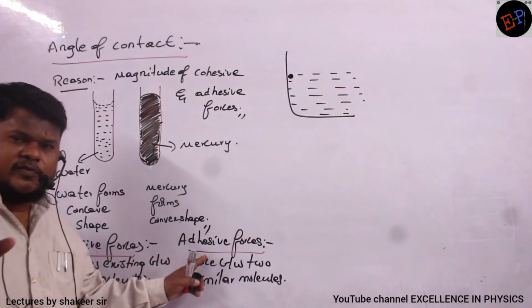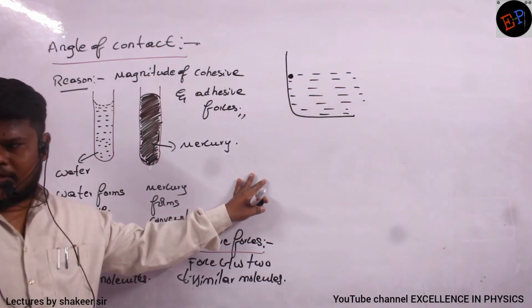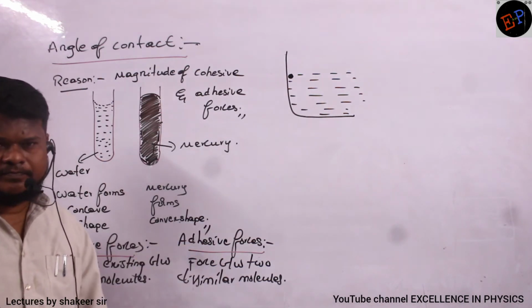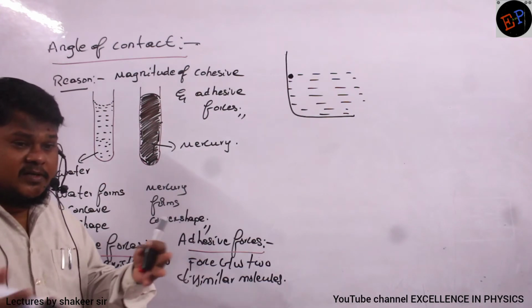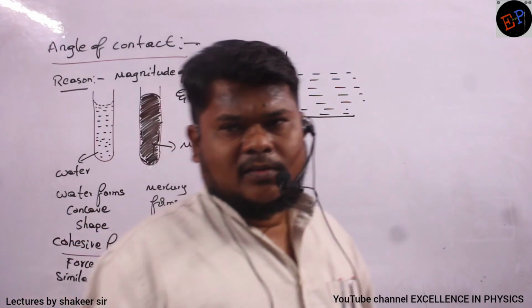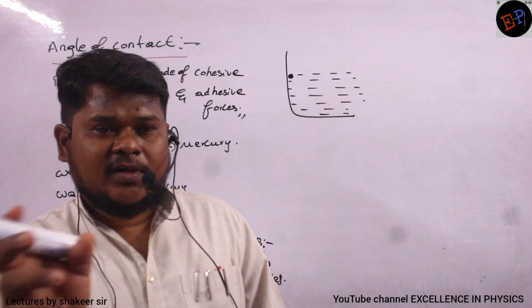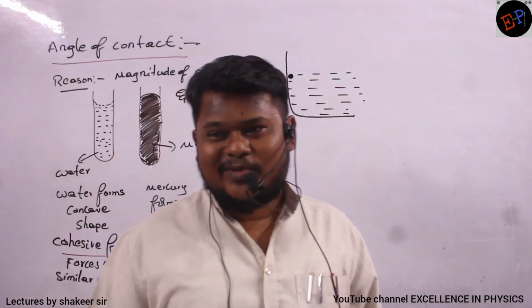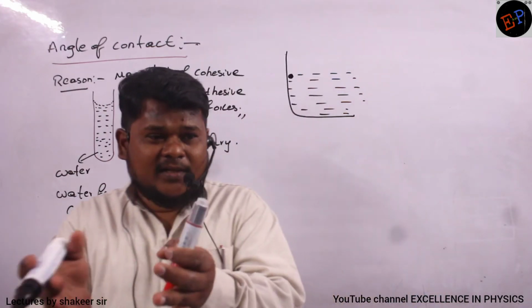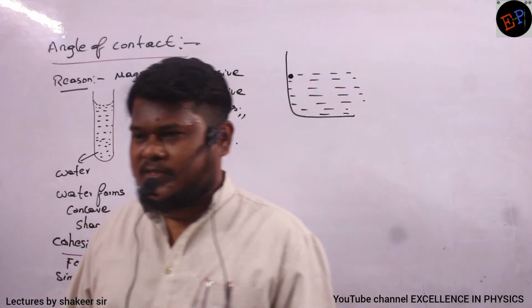For example, I am writing with this pen on this board. Board molecules are different, ink molecules are different. But there is a force of attraction between them, and only then am I able to write on the board. This force between dissimilar molecules is called adhesive force. On a bottle of gum, it will be written adhesive. On a Fevicol bottle, it says adhesive, not cohesive. Adhesive means it can bind two dissimilar materials, different materials.